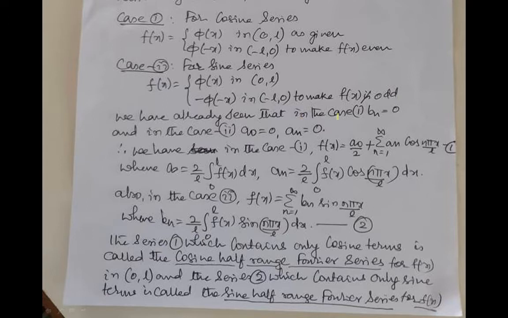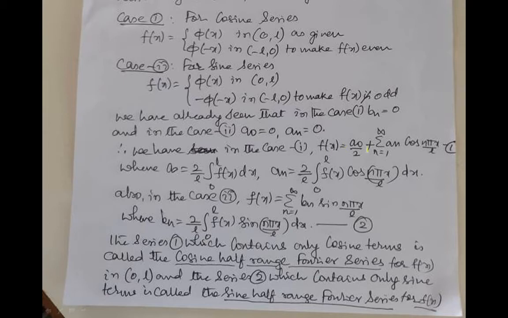We have already seen that in case 1, bn is equal to 0, because when the given series is an even series, we put bn equal to 0. Refer to even and odd functions. I am using that condition here. And in case 2, a naught and an equal 0 when f of x is odd. That is, we only need to calculate bn in the case of odd nature. Again, we shall use even and odd functions.